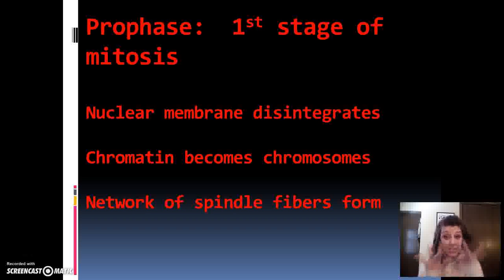Then that chromatin is going to become chromatids to become chromosomes. That way they can get ready to divide more easily. And then the last part here, we have spindle fibers forming. So they are going to come out. They're going to be like spider webs, and they're going to attach to the chromosomes, and their job is to move them. All right, so that's what the spindle fibers are going to do.